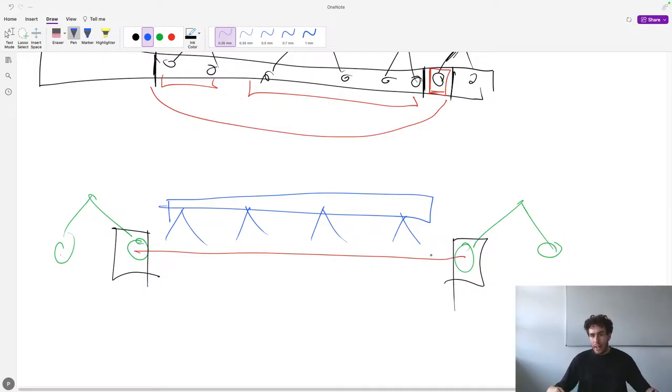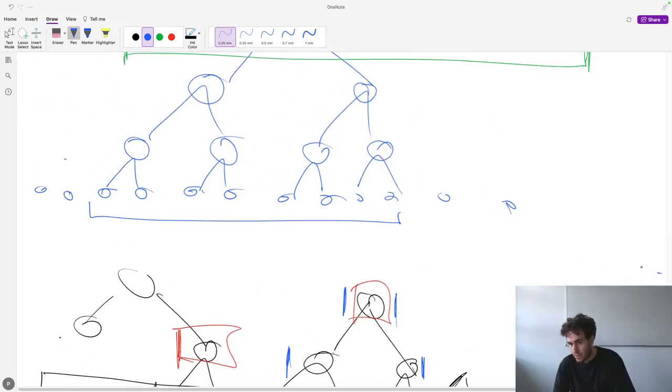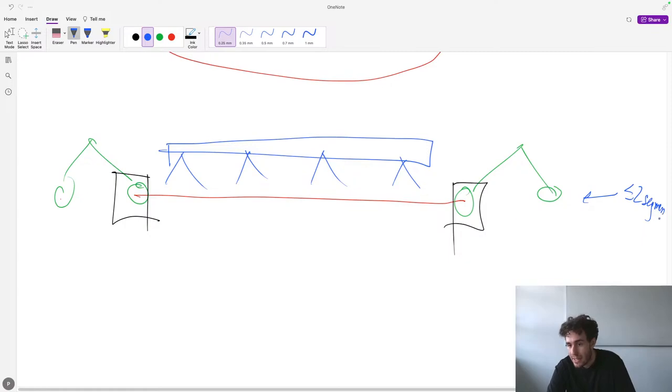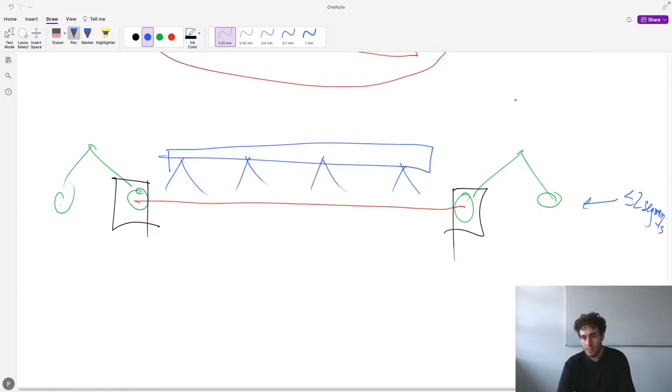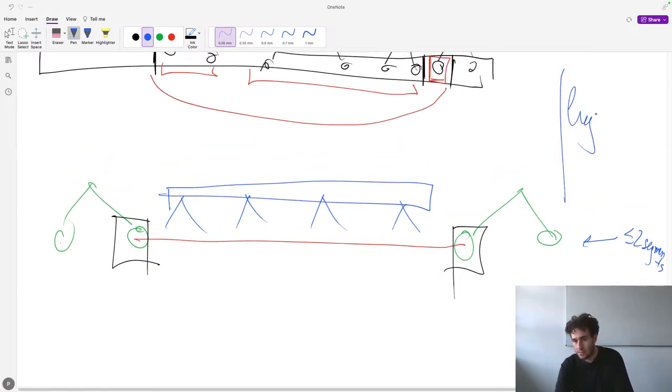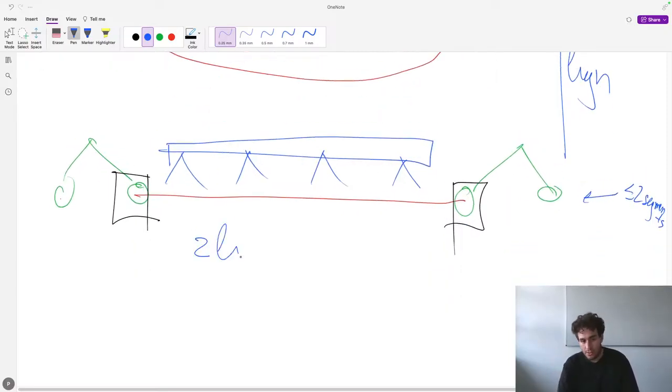And this way, I'm just going up the tree. On each level, I take at most two segments. And because there are not that many levels in the tree, there are actually log n levels, and on each level I take at most two segments, in total I'm going to take at most 2 log n segments.